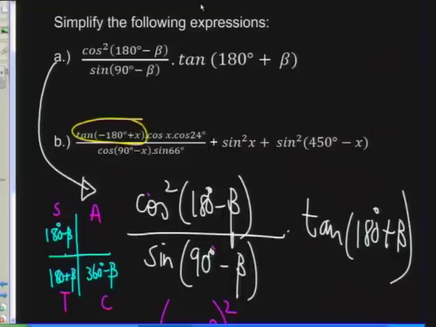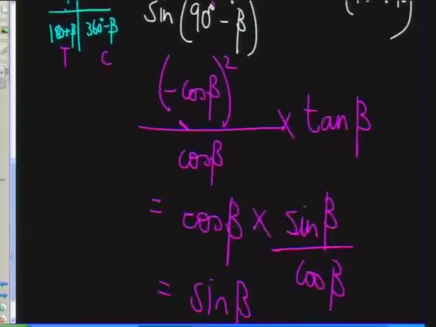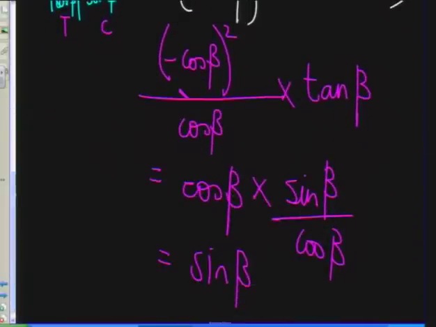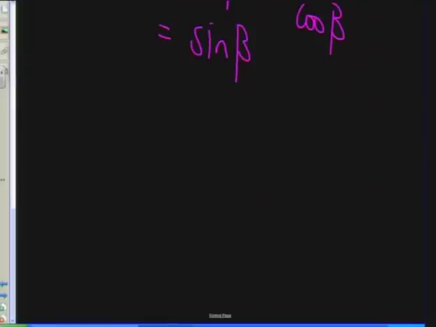Now, when we looked at our quadrant over here, we saw that we had 180 minus, 180 plus, 360 minus. We did not have that. Cos x, cos 24, cos 90 minus x. I think we can do something like that, sine 66. We've got sine squared of 450 minus x. Okay, so that one does not look at all like any of the ones we've looked at. So there's a little bit of theory we need to discuss, and that is what happens with negative angles.